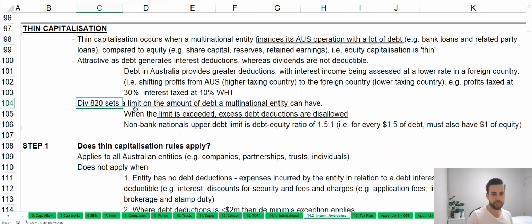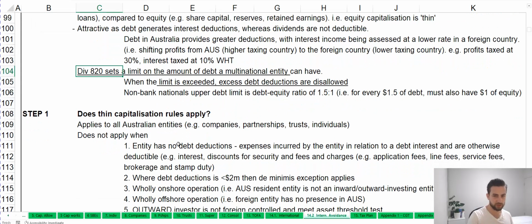So Division 820 sets the scene in thin cap as to how much debt a multinational can actually have. And when you exceed that limit, you don't actually get access to those debt deductions in your income tax return. So for non-bank entities, the upper debt limit or debt to equity ratio is 1.5 to 1, e.g. the cap is for $1.50 of debt, you must have $1 of equity.